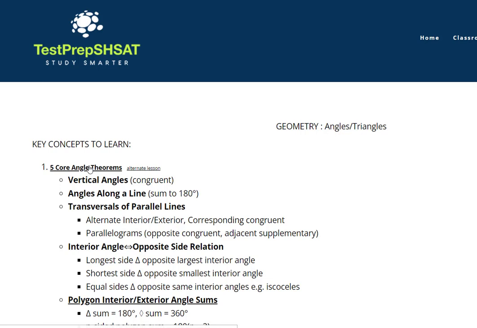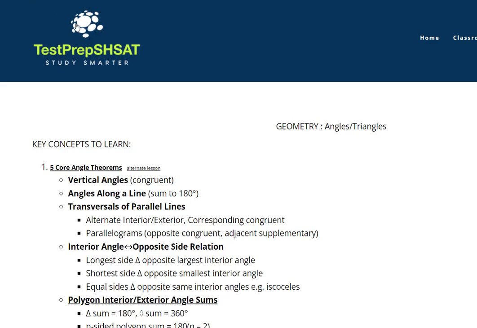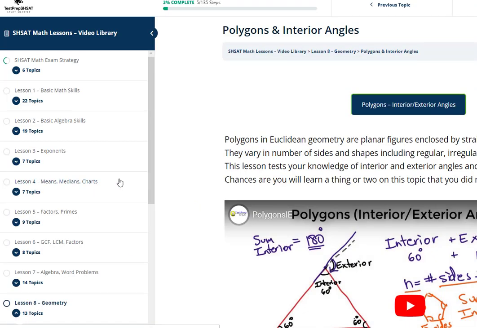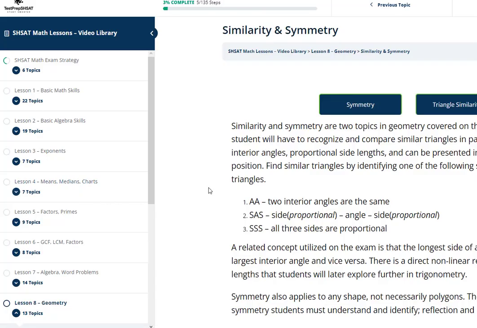And from there, with that context, you can link to the individual lessons. So I might go right to my angle theorems. Or if I wanted, I might go particularly to my polygon, interior, exterior angle sums and related theorems. I might look up my similar triangles to understand similar triangles and how to work with them.